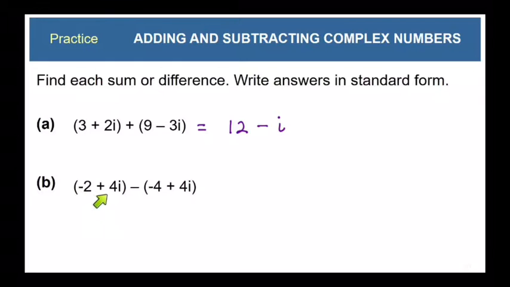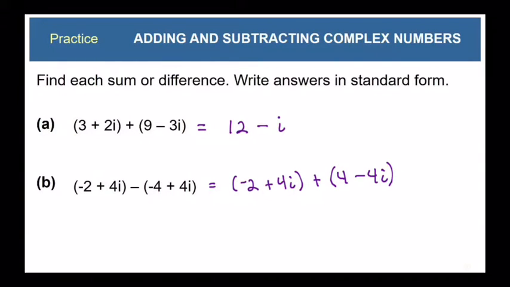And here, negative 2 plus 4i minus negative 4 plus 4i, let's distribute the minus sign. So it's going to become negative 2 plus 4i plus 4 minus 4i. Now we'll combine real with real. Negative 2 plus 4 is 2. And imaginary with imaginary. Notice that in this case the imaginary parts add up to 0, so it's not necessary to write anything else. 2 plus 0i is really just the same as 2.